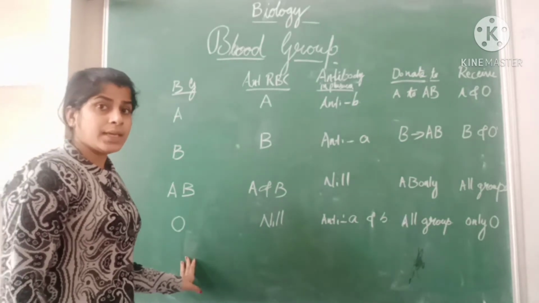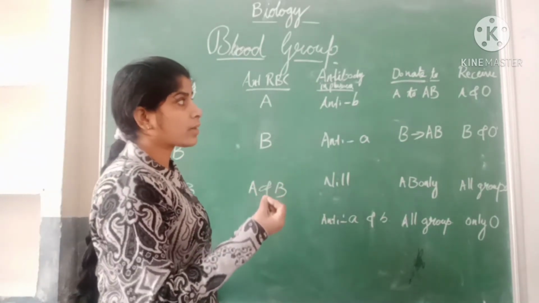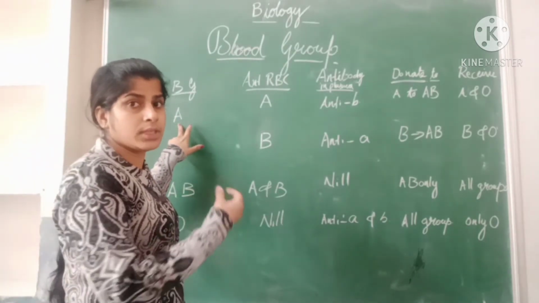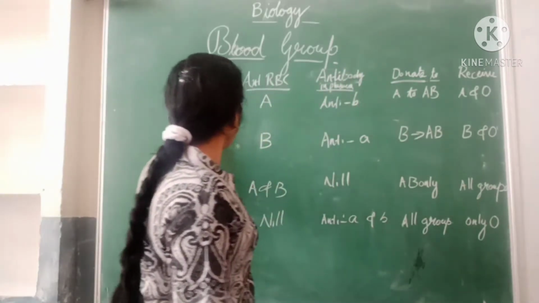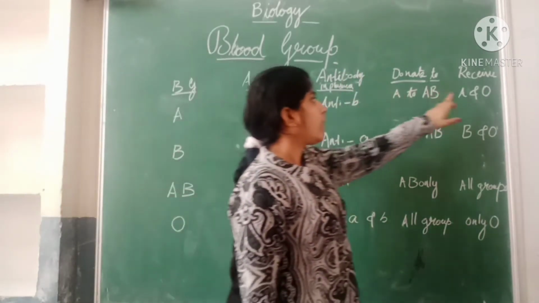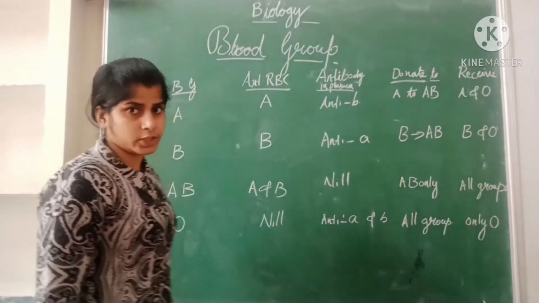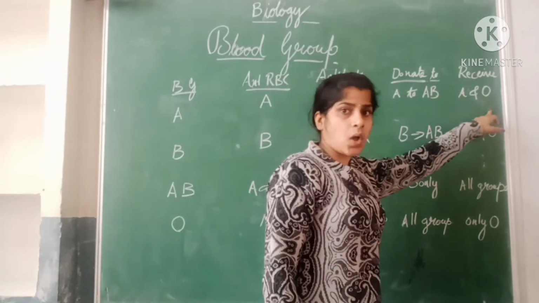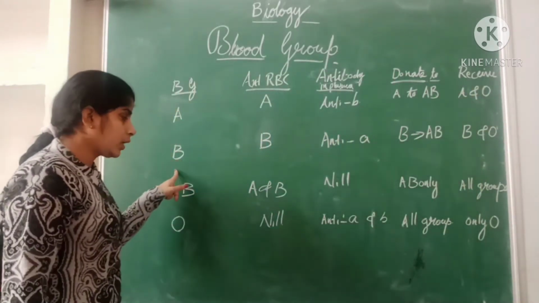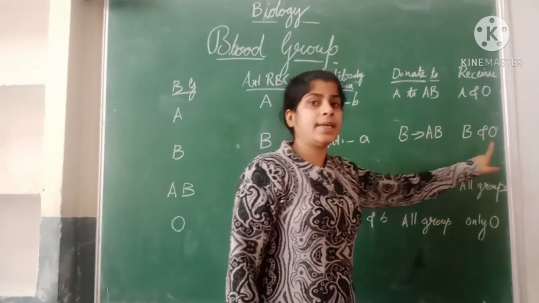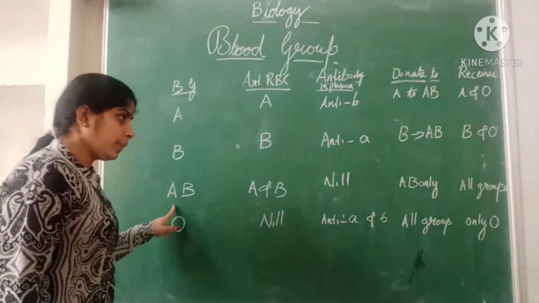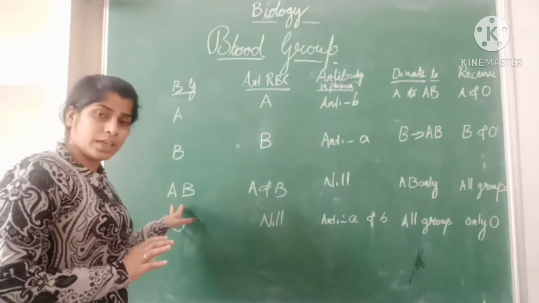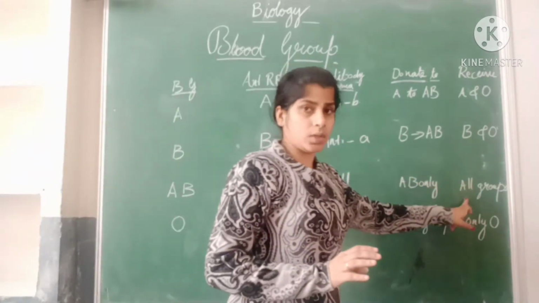Which blood can be received by each group? The A group can receive A and O group blood, only A group or O group blood. The B group can receive only B and O group blood. The AB group can receive all groups.